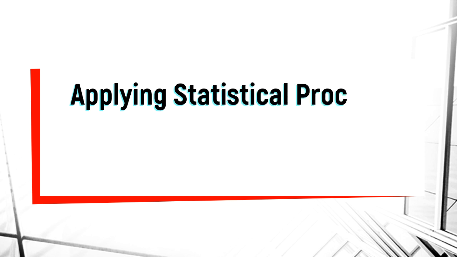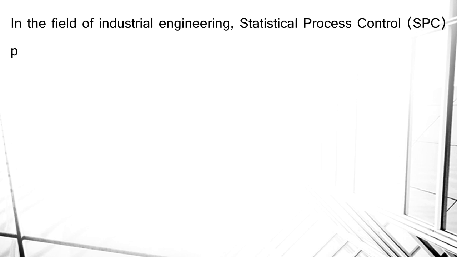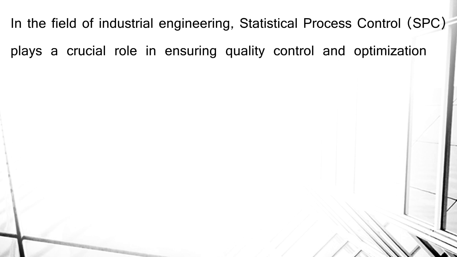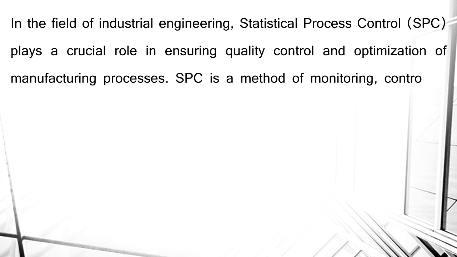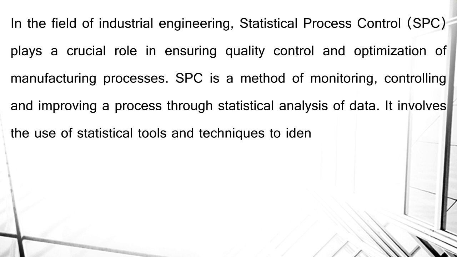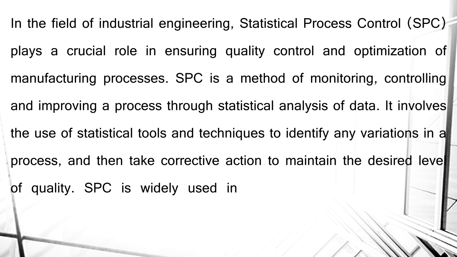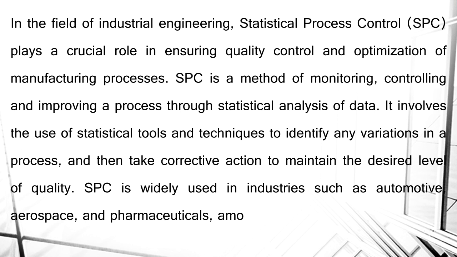Are you ready? Brief article number 1, Applying Statistical Process Control in Industrial Engineering. In the field of industrial engineering, Statistical Process Control, SPC, plays a crucial role in ensuring quality control and optimization of manufacturing processes. SPC is a method of monitoring, controlling and improving a process through statistical analysis of data. It involves the use of statistical tools and techniques to identify any variations in a process, and then take corrective action to maintain the desired level of quality.